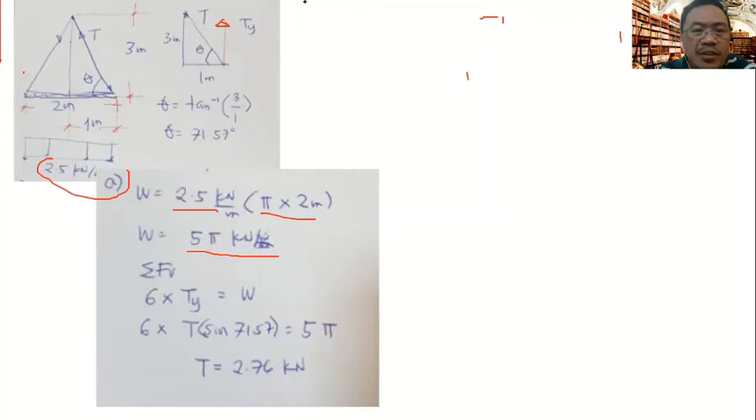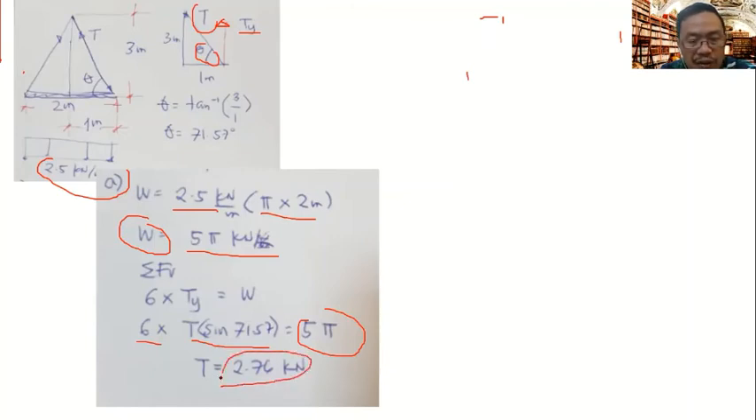Okay? So yung vertical, Ty is just equal to sine of 71.57 times T. Pagka minultiply mo tong sine theta times T, magiging Ty na tayo. Multiply mo ng 6, kasi 6 siyang wire, is equal to the total load W is equal to 5 pi. So makakompute natin simply by using our calculator, we got this 2.76 kilonewton. Sa assignment, madami nakakuha, yung tatlo nakuha nila to.